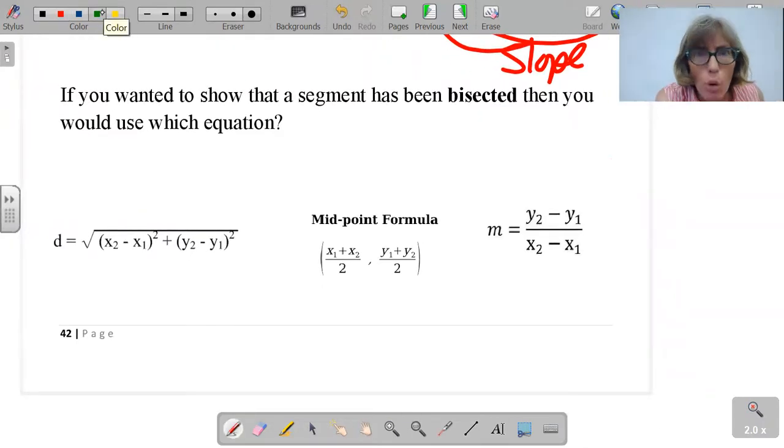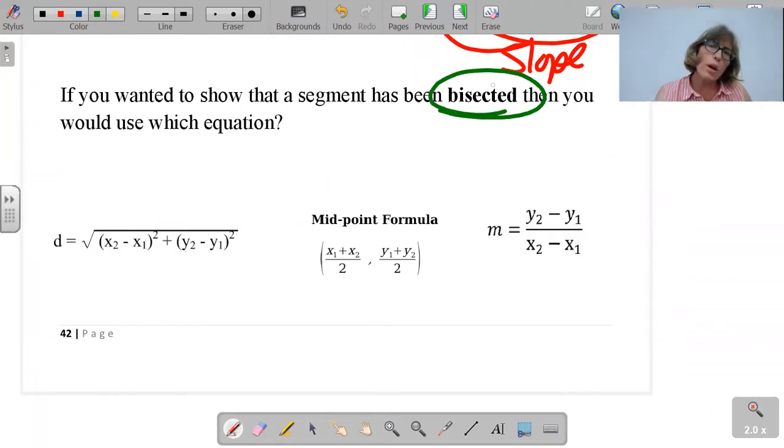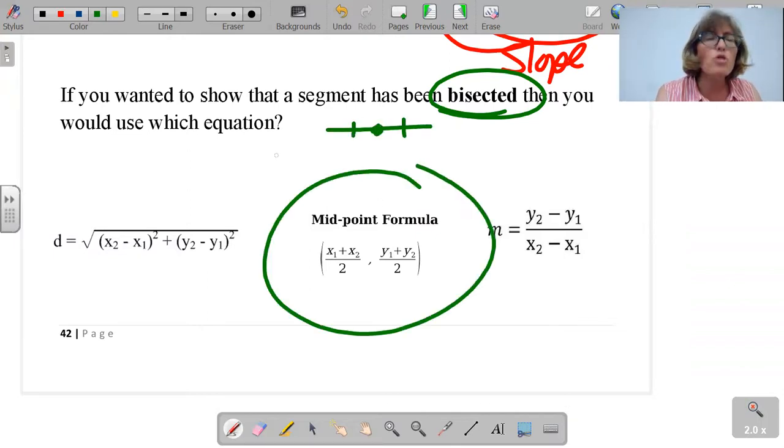If you wanted to show a segment has been bisected, which one of these three equations would you use? Distance, midpoint, or slope? 5 seconds. Bisected means to go through the middle of something. Therefore, to show the meaning of bisected, you would use the midpoint equation.